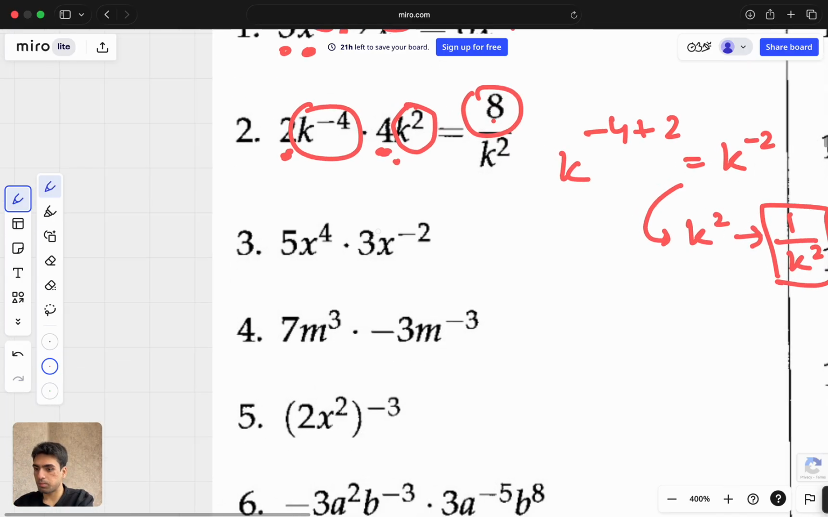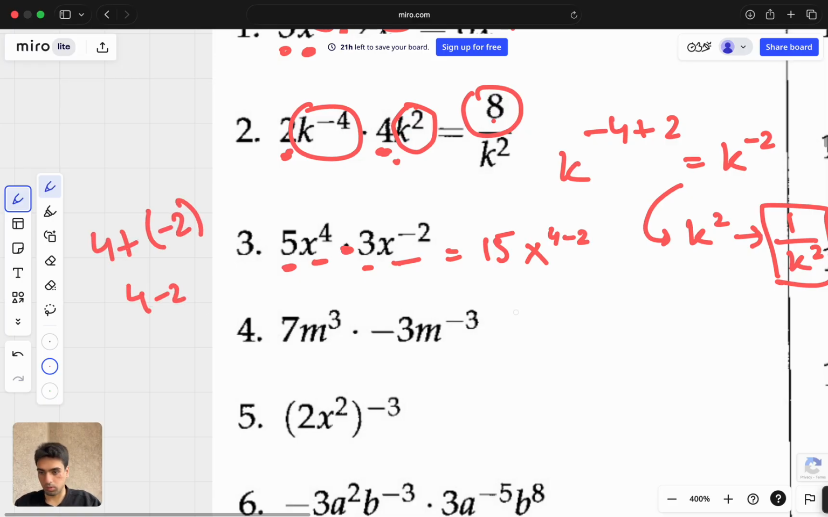Okay, next we have 5 times 3, which is 15, and then you have x to the power of 4 times x to the power of negative 2. Because they're multiplying, we have to add the powers, which means 4 minus 2. So it's actually 4 plus minus 2, which becomes 4 minus 2, which is 2. So you get 15 x squared.